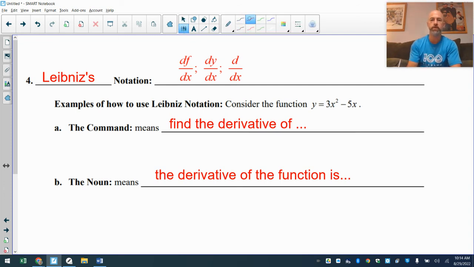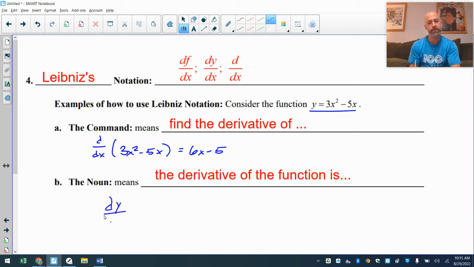So the way we would use those two notations correctly is if you consider the function y equals 3x squared minus 5x. If I said d dx, and then in parentheses, I wrote 3x squared minus 5x, what that's doing is telling me that I need to find the derivative of 3x squared minus 5x. And the answer to that would be 6x minus 5. The noun, the derivative of the function is, would be written this way. So if y is equal to 3x squared minus 5x, then I could say dy dx is, and the derivative of that function y is 6x minus 5.